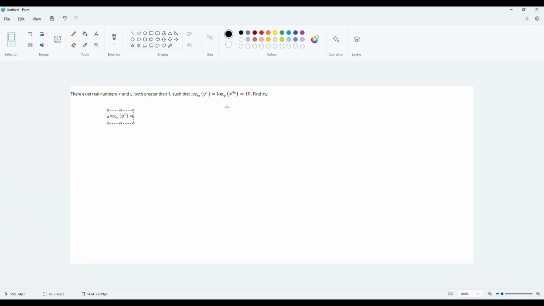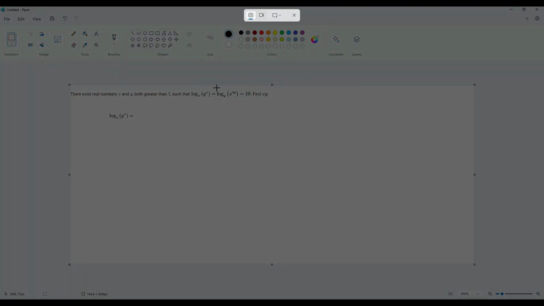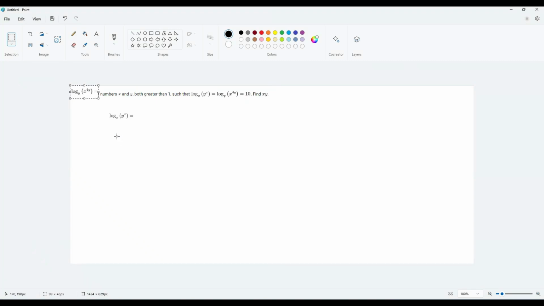There we have that one, and we have that one. And what we can do here is that we'll just write them equal to 10. And let's just put that up so it looks a bit more right.